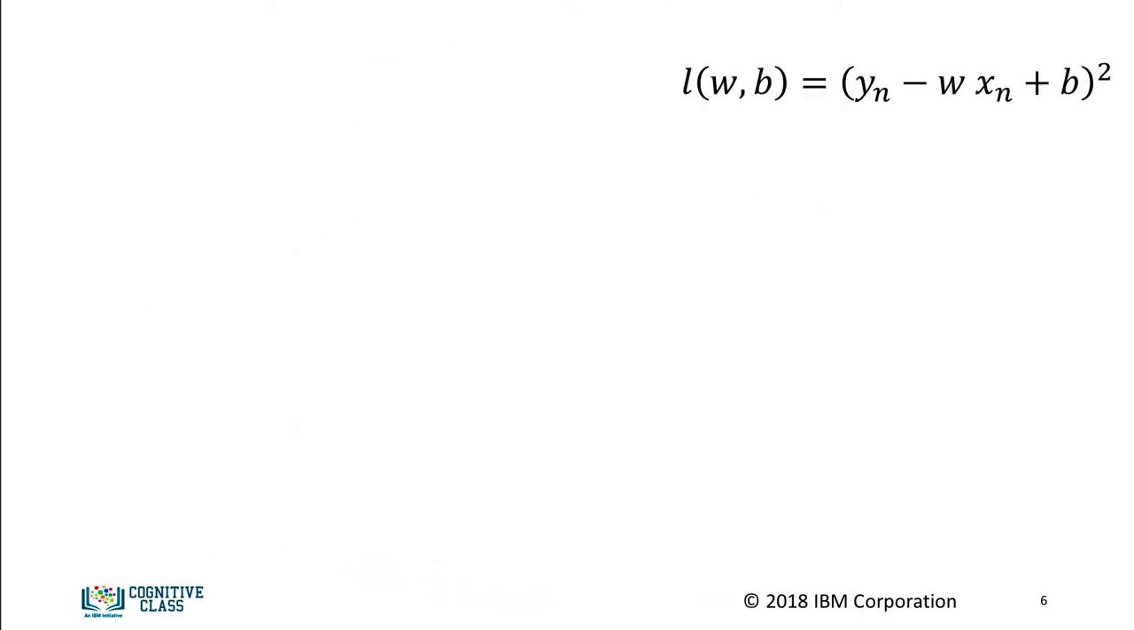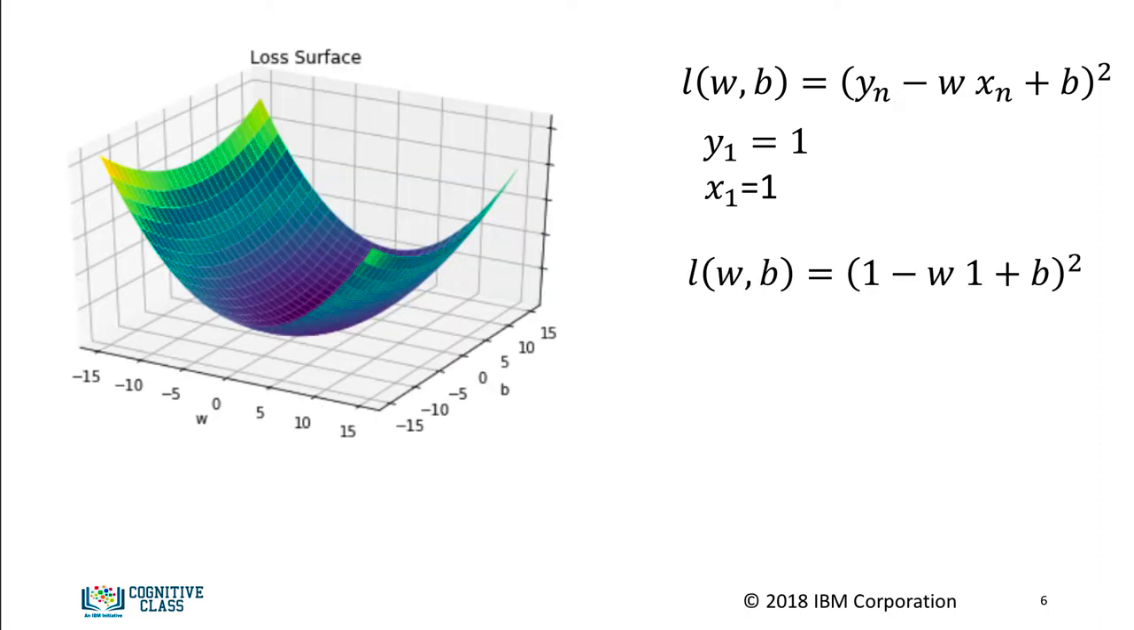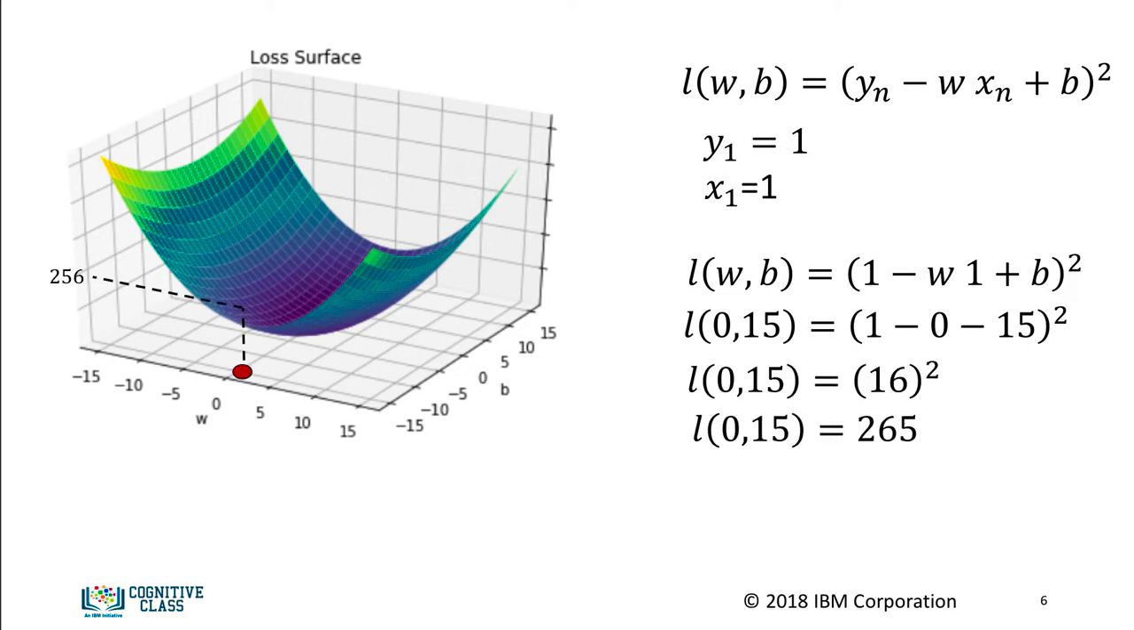Let's do a simple example. We have one sample point. y1 will equal 1, and x1 will also equal 1. We'll calculate the loss function. Now let's plug in two parameter values. A parameter for the slope of 0, and the parameter for the bias will be 15. The point on the parameter space is marked with the red dot. Calculating the loss, we get a value of 256.